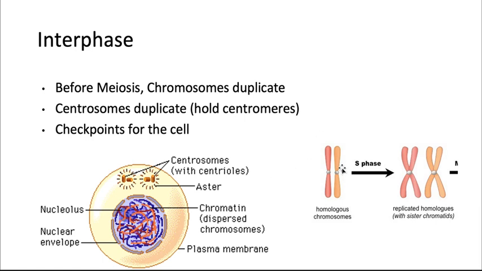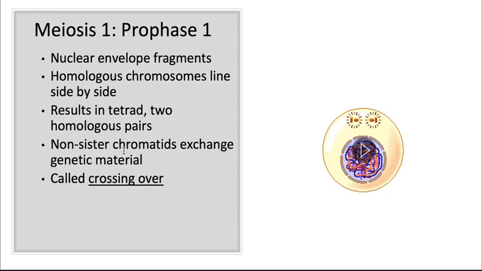Our homologous chromosomes, one from each parent, will duplicate and become sister chromatids. So, let's say mom's chromosome is here and dad's chromosome is here. Our mom's chromosome will duplicate and become sister chromatids. Our dad's chromosome will duplicate and also become sister chromatids. Together, they are homologous chromosomes. Our centrosomes are also going to duplicate in interphase. In G2, the cell will make sure that there are no errors before moving into meiosis.